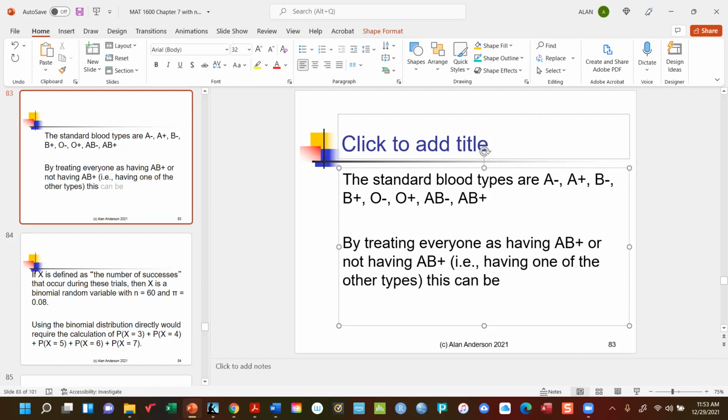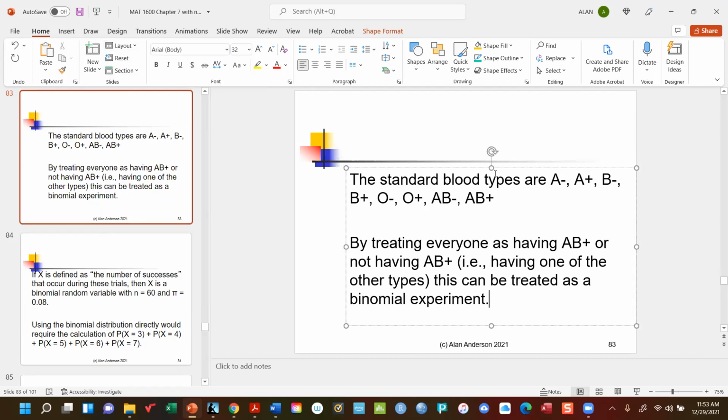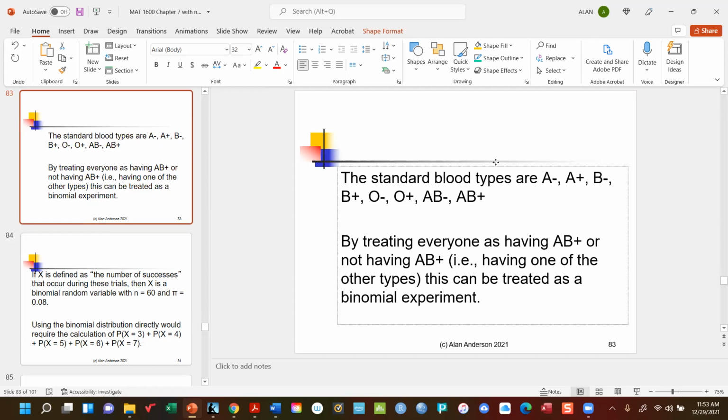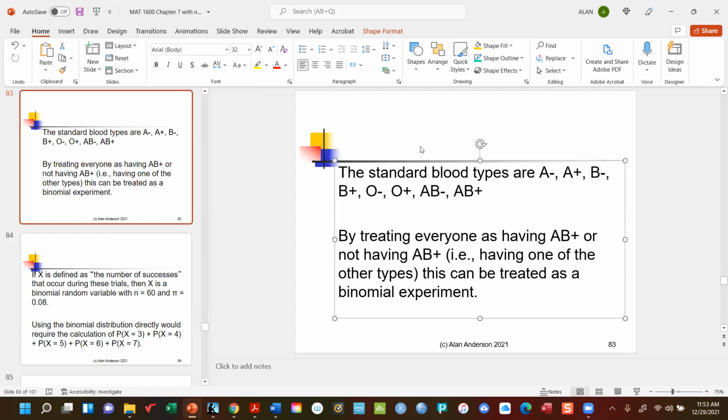This can be treated as a binomial experiment. So in spite of the fact that there's more than 2 blood types, by thinking only in terms of either you have AB positive or you don't, we can still use the binomial distribution for this particular problem. So if you're wondering about that, this is how we can get around that problem of only 2 outcomes, by thinking in terms of either AB positive or not AB positive.